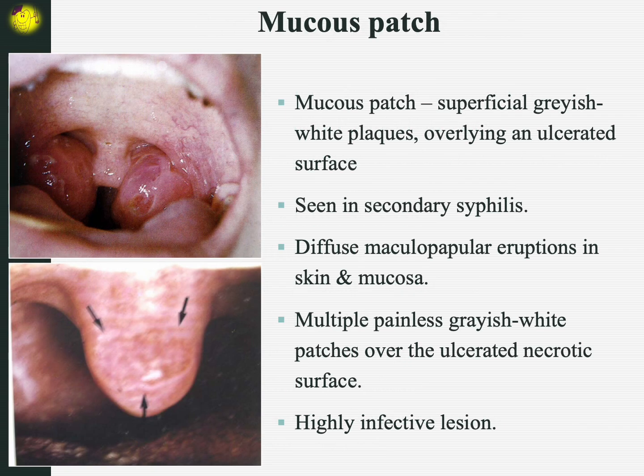And the last one in this lecture is mucosal patches, which is superficial grayish white plaques overlying an ulcerated surface, and it is seen secondary to syphilis. It also appears as diffuse maculopapular eruptions on skin and mucosa, and it is very highly infective lesion.